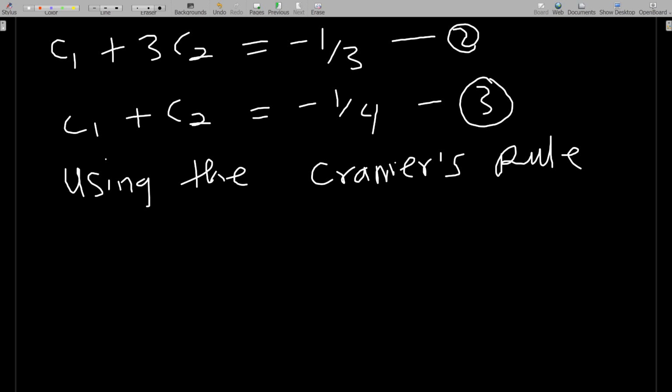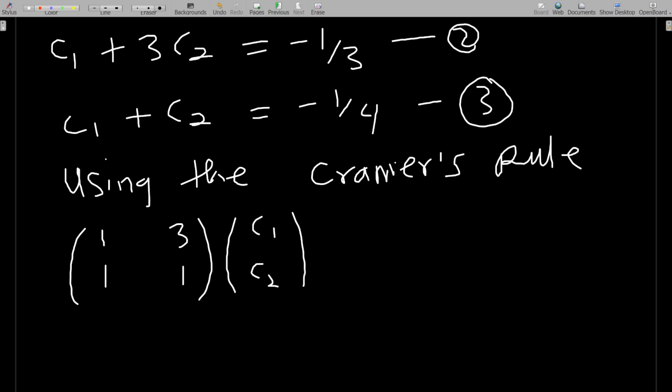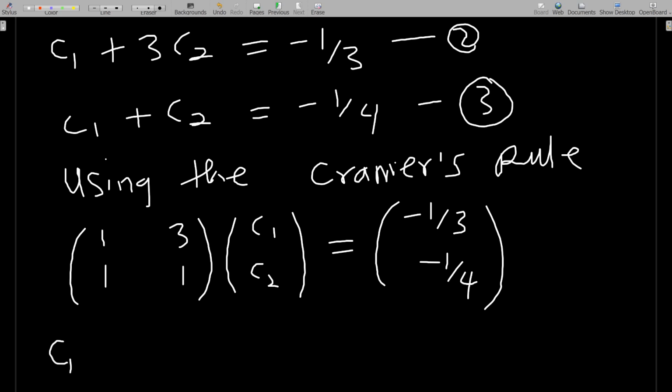But you can use your calculator to solve this as well. Okay, so we have this. If I write this in a matrix form, I have 1, 3, 1, 1 here. Then C1, C2 is equal to -1/3, -1/4. Okay, so using Cramer's rule, what we'll say is that C1 will be equal to, let me write it at a different place.